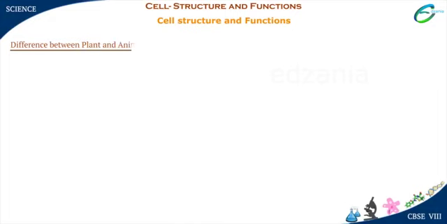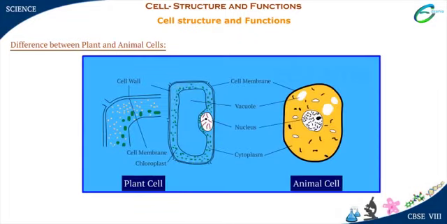Difference between plant and animal cells. You have observed both onion cells, which are plant cells, and cheek cells, which are animal cells. Let us now have a look at the differences between plant and animal cells. Plant cells have a cell wall. Animal cells do not have a cell wall. Both plant and animal cells have a cell membrane, nucleus, nuclear membrane, cytoplasm, and vacuole. Plant cells contain plastids. Animal cells do not have plastids.